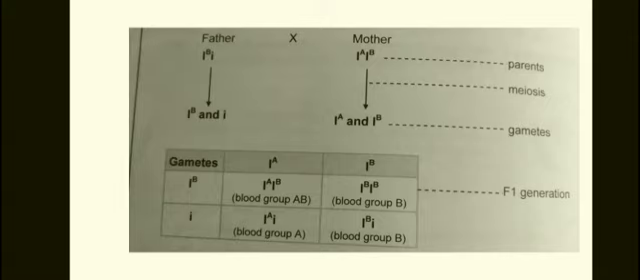50% blood group B, 25% blood group A, and 25% blood group AB. But in terms of genotype here, you notice that there are 4 possibilities: AB, AO, BB, and BO. In terms of phenotype, it is blood group B 50%, blood group A 25%, blood group AB 25%. So it's just an example right here.